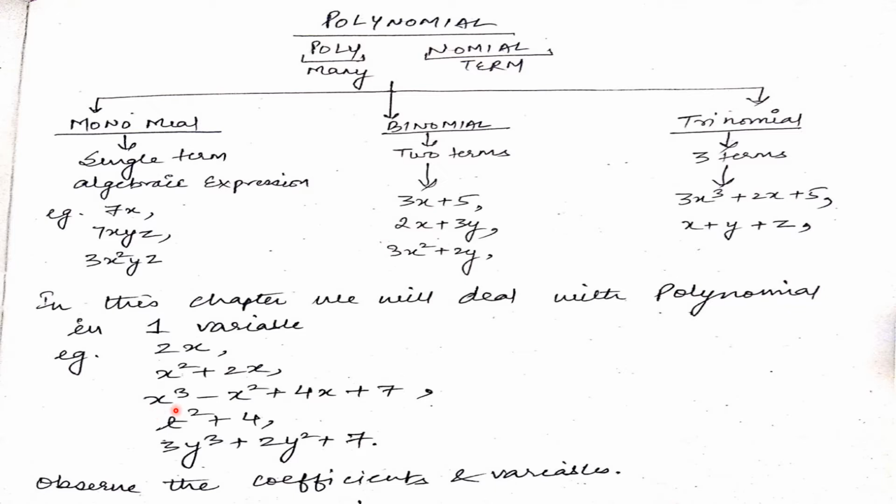In this question, x cube minus x square plus 4x plus 7, if someone asks what is the coefficient of x square, you will say it is plus 1? No, it is not plus 1, it is minus 1. Okay, because the minus sign is here, so it is minus 1. In this case, the coefficient of x is 4. Similarly, you can find the coefficient of other terms also. And variables, you can observe here the variable is y, here the variable is t, here x, and so on.